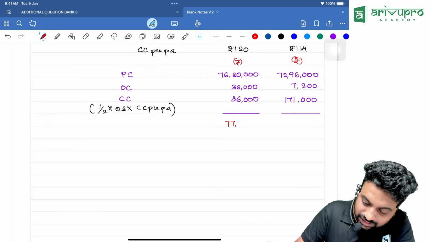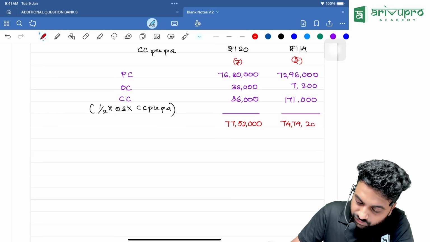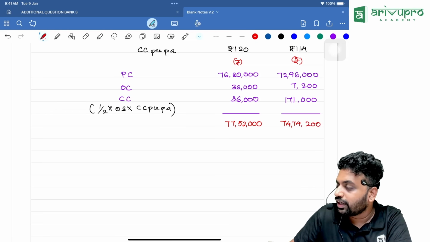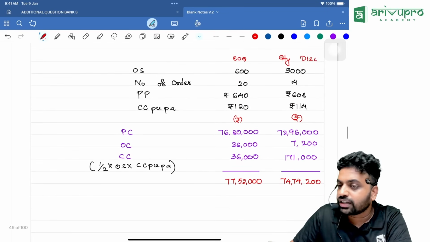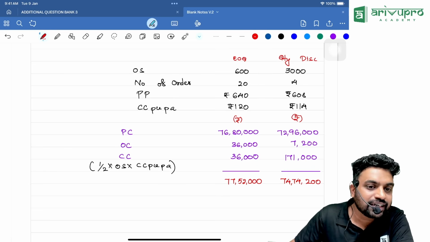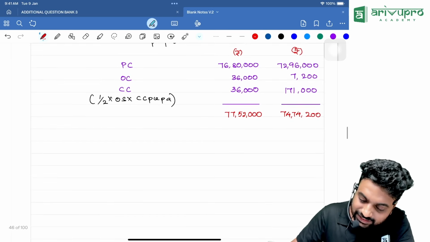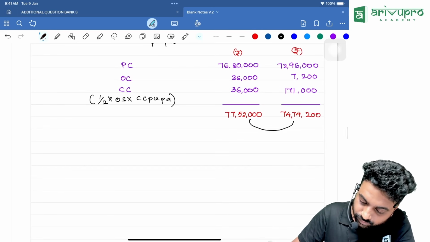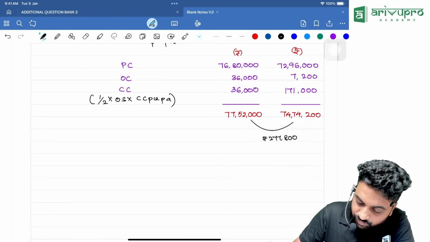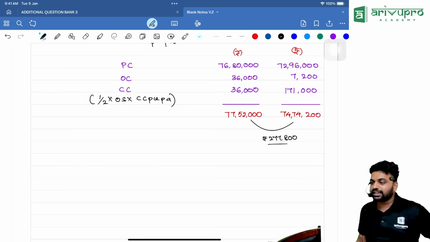First one 77 lakh 52,000. Next one 74 lakh 74,200. As cost under the quantity discount is lesser than EOQ, we would like to accept a quantity discount of 5%. You can see there how much we will be saving, guys. Rupees 2,77,800. We'll be saving around 2,77,800 if we opt for the quantity discount.